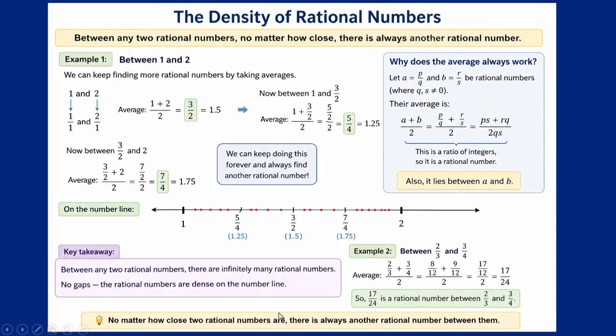Next, the density of rational numbers. Between any two rational numbers, no matter how close they are, there's always another rational number. And there are many ways to find the numbers that lie between those two numbers.